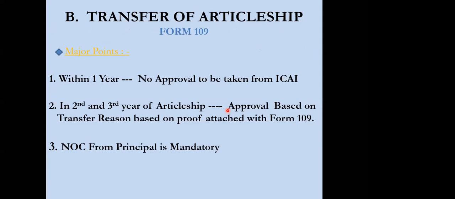If you are taking a transfer within 1 year, no approval has to be taken from the institute. You just have to take an NOC from the principal, file the 104 or 109 form and upload the form. But if you are taking a transfer in the second or third year of your articleship, then you have to take approval on the transfer. But in the SSP portal right now there is no approval request available, so you just have to file your form.